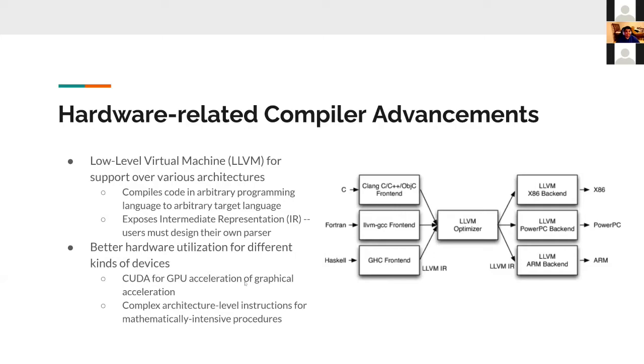Another thing that they support is these really complicated architecture-level instructions for mathematically intensive procedures. For example, there's a framework or concept called XLA, accelerated linear algebra, right? If you wanted to multiply two matrices together, or do something like row reduction, complex operations that are really important on the machine learning side, especially deep learning, and you wanted to do that at really high speeds, there are specific hardware instructions in your instruction set to support that.